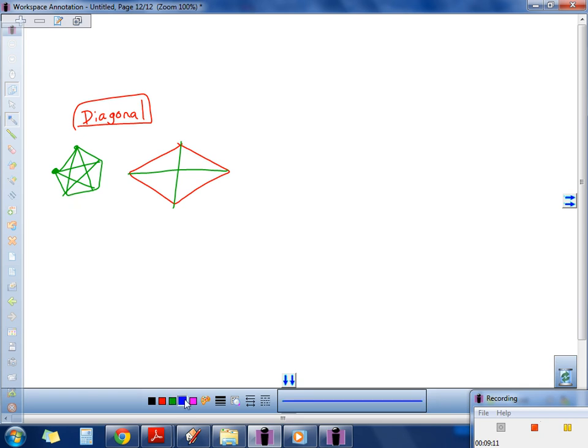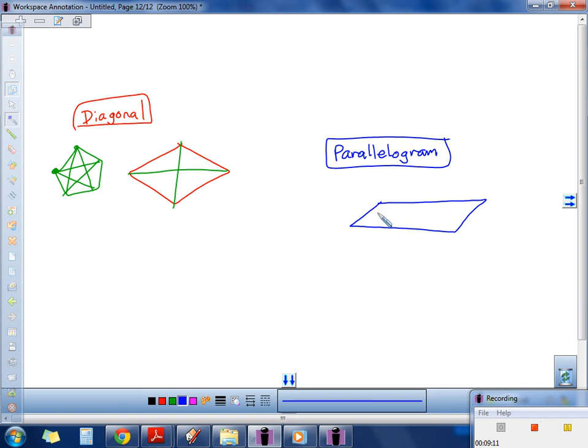Next good word to be able to do would be, what's a parallelogram? Okay, so parallelogram. Basic picture we drew in the past was like this. That's a basic picture of it. But what was its number one property? Parallel sides. Opposite sides are parallel. That was its number one property.